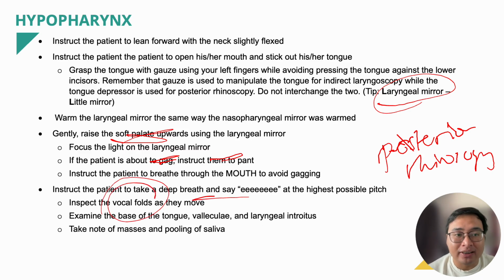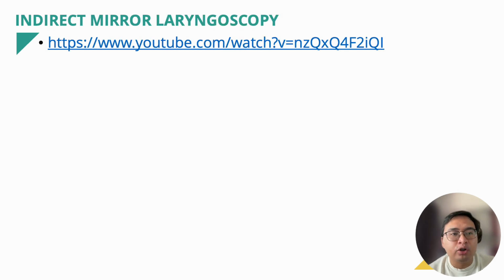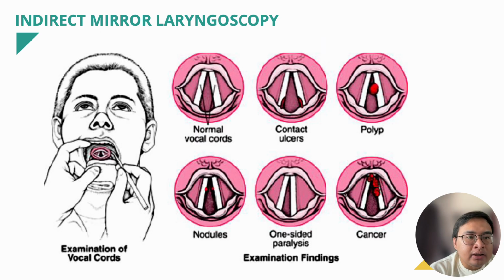Are they moving completely? And then, aside from that, you also inspect the base of the tongue, the valleculae, and the laryngeal introitus. Take note if there is any pooling of saliva as well as any masses. With this video, you could watch it to observe how the indirect mirror laryngoscopy is done. Just take note that when you do an indirect mirror laryngoscopy, the image is going to be inverted, right?